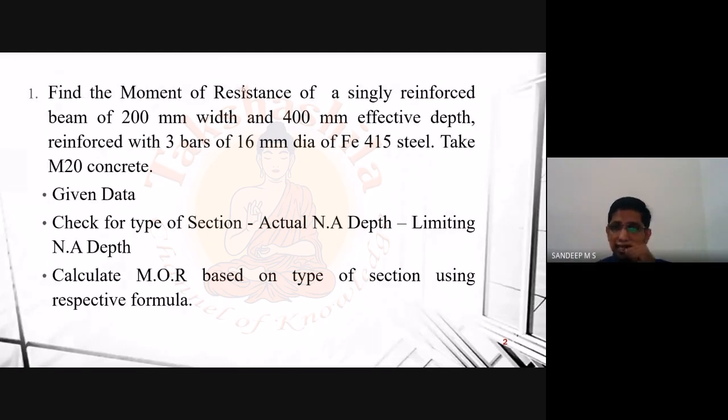You have to compare these two values. Suppose your actual neutral axis is less than your limiting neutral axis, it will be an under reinforced section. Suppose these two are equal, it is a balanced section, and on the other hand we will have an over reinforced section. Once we finalize the section, use the corresponding equation and calculate the moment of resistance. So these are the steps for doing such a problem. This is a simple small problem actually. So let's see how this will turn out.